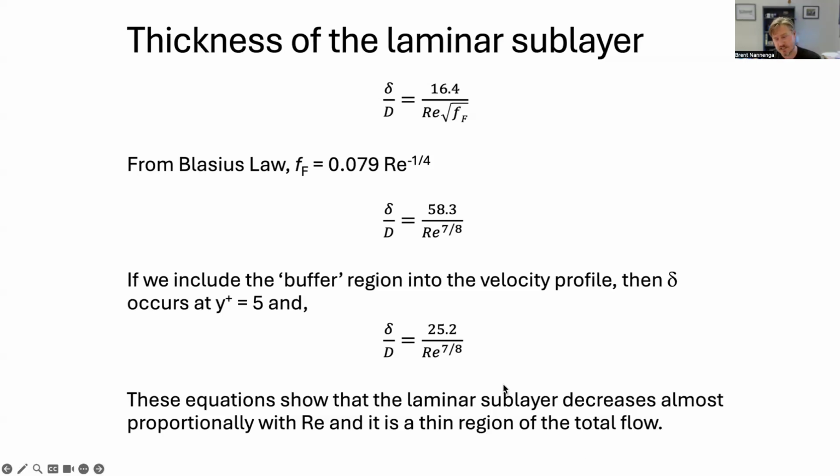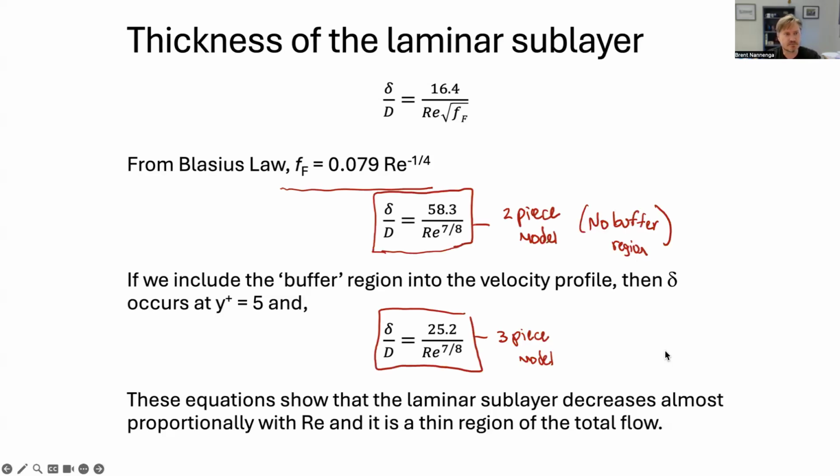And you'll see this when we solve the problems, the thickness of the laminar sublayer is actually a very, very thin region of the total flow. So most of the flow is this turbulent core with these big eddies and swirls and whirls, and then a very, very thin region of the laminar sublayer. However, as mentioned before, that thin region of laminar sublayer really dictates a lot of the transport properties in different chemical engineering applications. And so again, this one up here is the two-piece model, no buffer region, and the three-piece model has a buffer region.